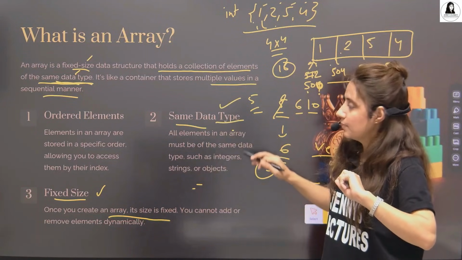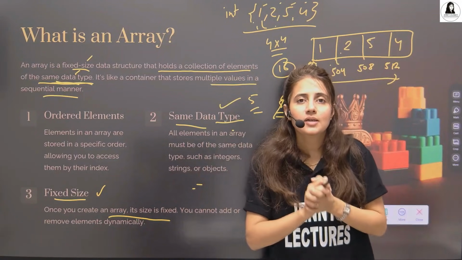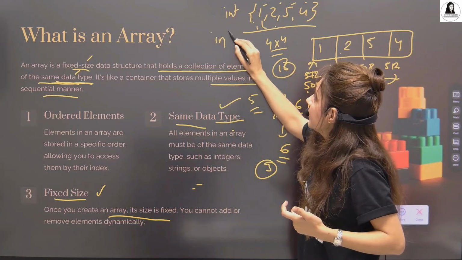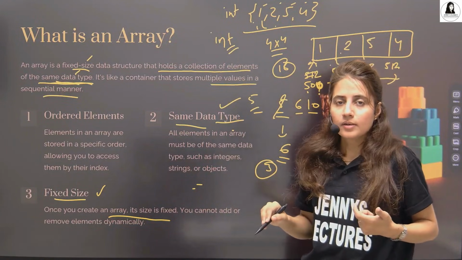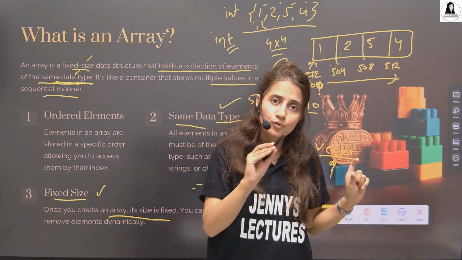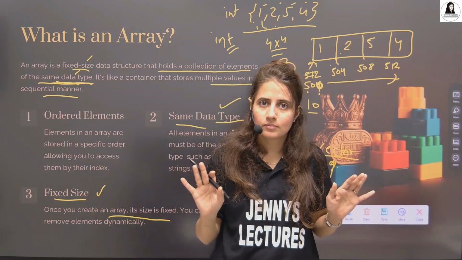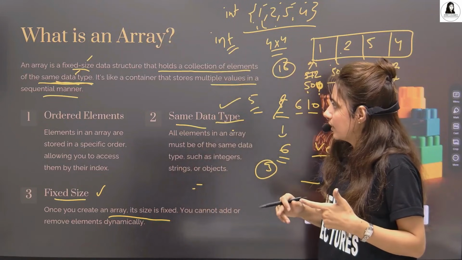Second is what? Same data type. All the elements in an array must be of the same data type. Suppose you have declared an array of type int. Now you cannot store in this array a float value, double value, boolean value, or any other data type value. That will give you error. We'll see practically all these things, don't worry.